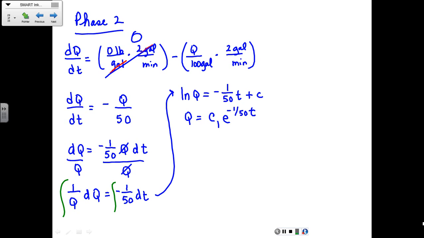Okay, so I've almost got my model set up. I've still got a C1. So let's talk about that for a second. In phase 2, how much salt did we have at the beginning of this phase 2? How much salt did you have initially?